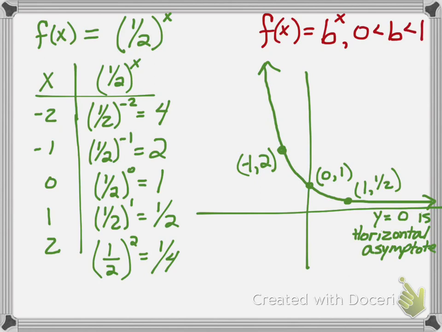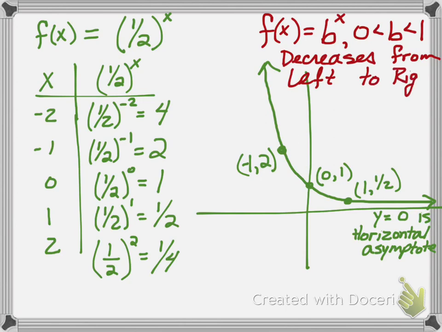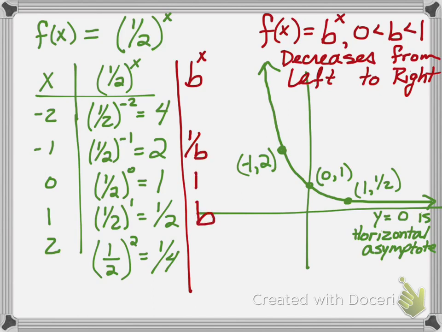So this is the shape of a basic exponential function where the base is between 0 and 1. The graph is decreasing from left to right. It passes through the points (-1, 1/b), (0, 1), and (1, b). Same basic shape, decreases from left to right.